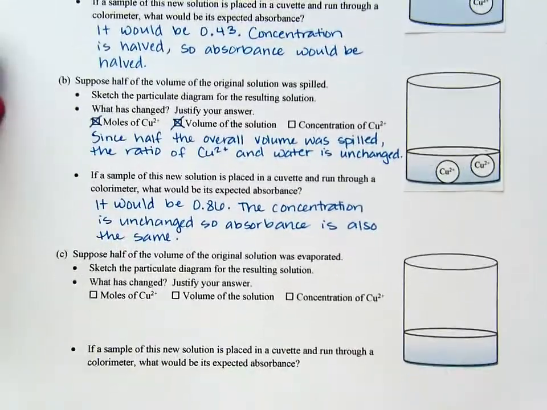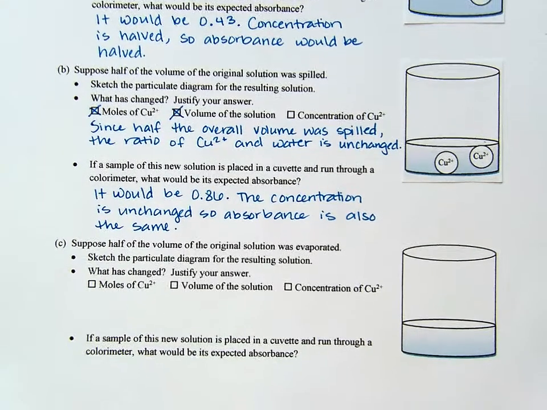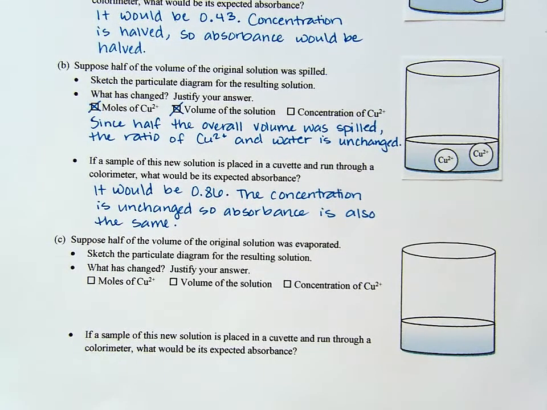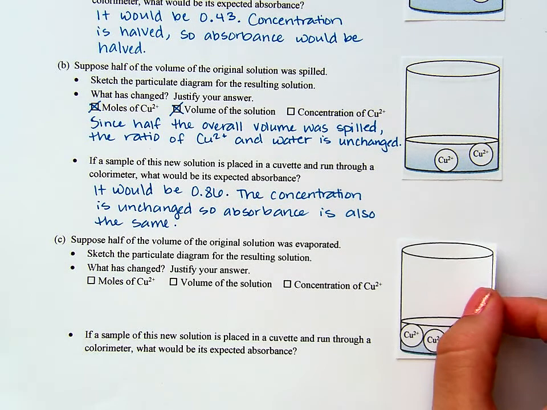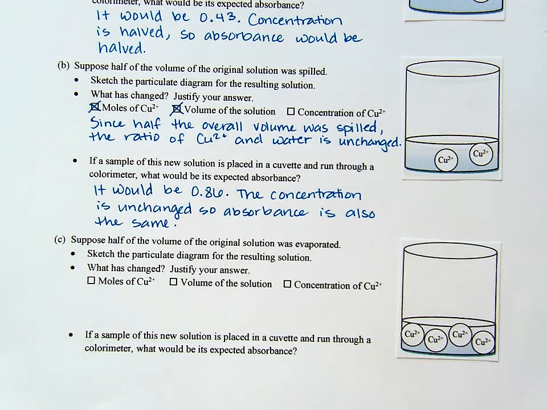Okay, situation C. Suppose half of the volume of the original solution was evaporated. Now think about what happens during evaporation. Think about what leaves the solution and what stays. I want you to think about that, pause the video, and make your predictions. Okay, so in evaporation, the only thing that's going to change is the amount of water present. So half of the solution evaporated, that means half the water is gone, but the coppers are left behind.